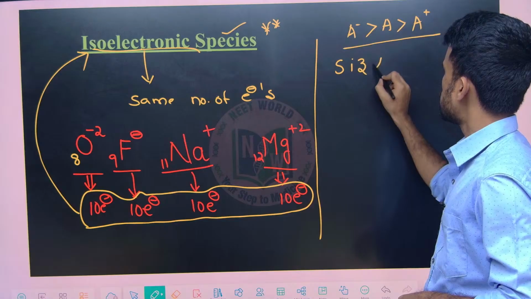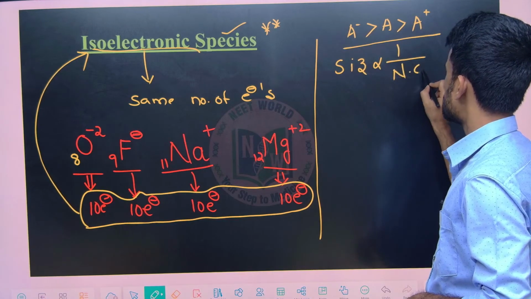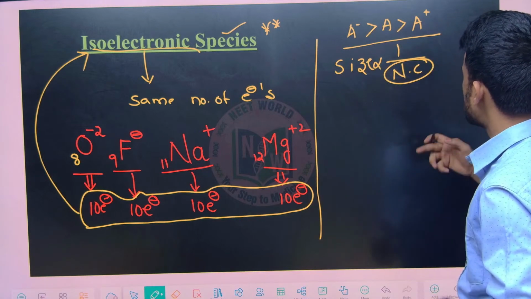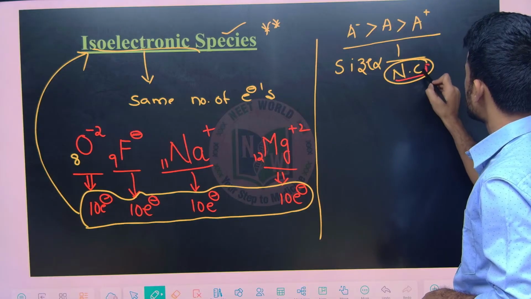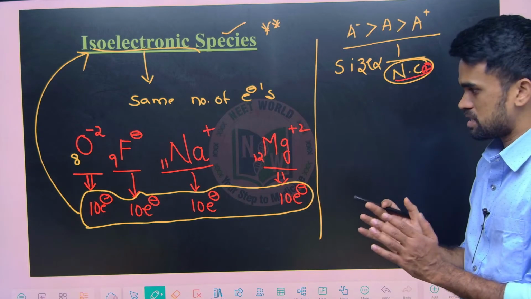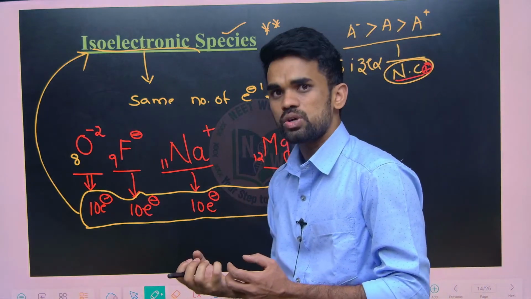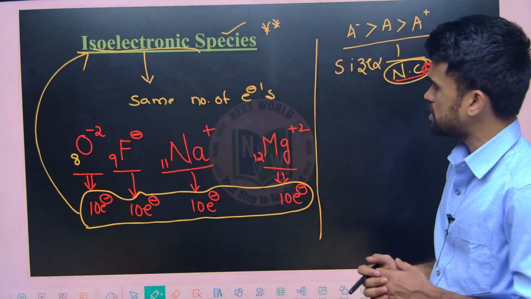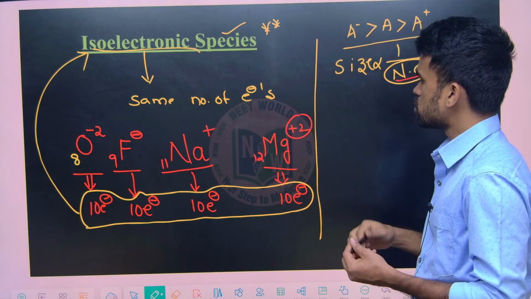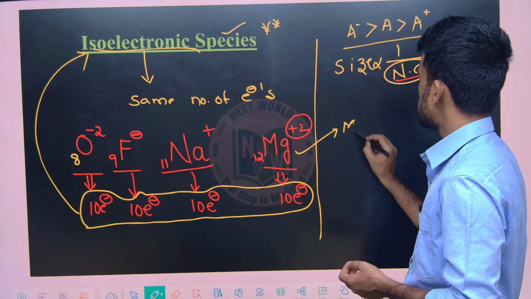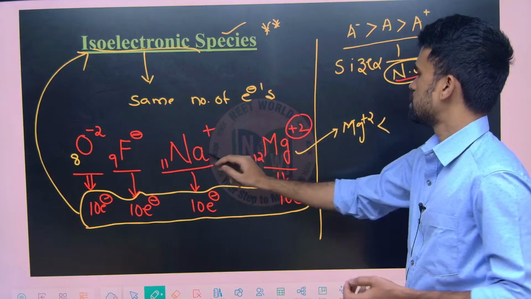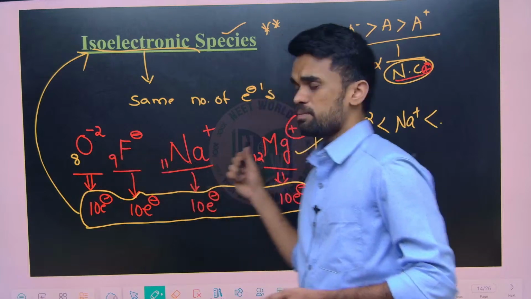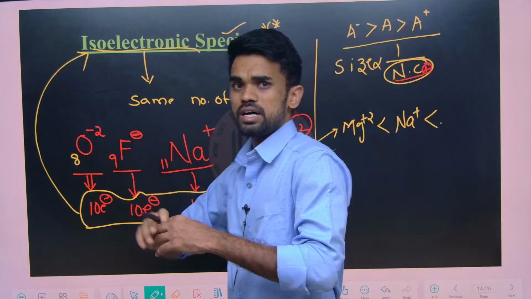Size is inversely proportional to nuclear charge. So the more the nuclear charge, the smaller the size. Once again, more is the nuclear charge. Nuclear charge is nothing but positive charge: more positive charge, smaller size. So more positive charge, smaller size means more negative charge, bigger size. Now which has more positive charge here? Magnesium. So this will be smaller in size. So magnesium, smaller size. Then next this one, sodium. More positive charge, smaller size; more negative charge, bigger size.